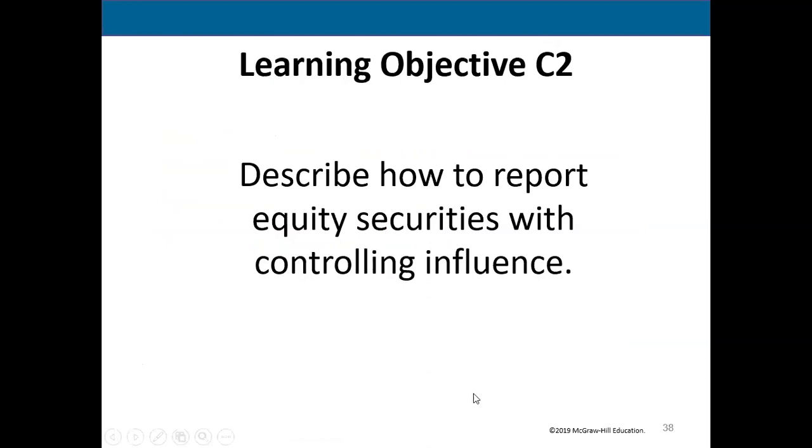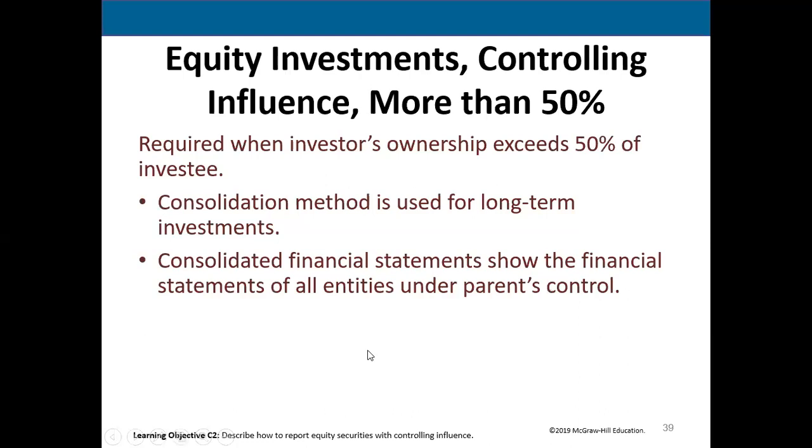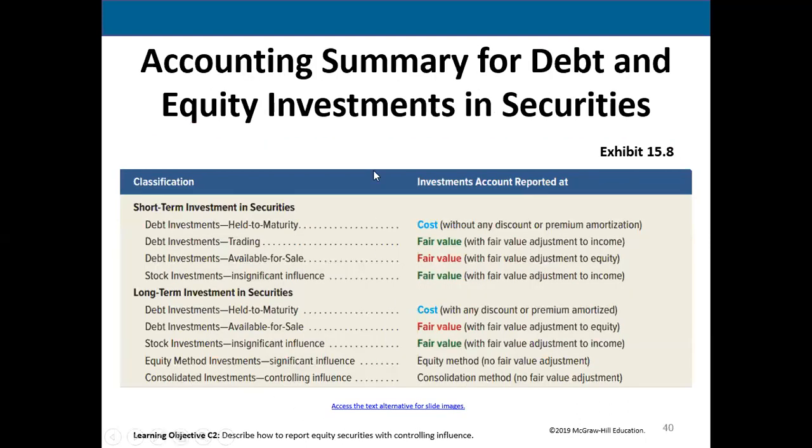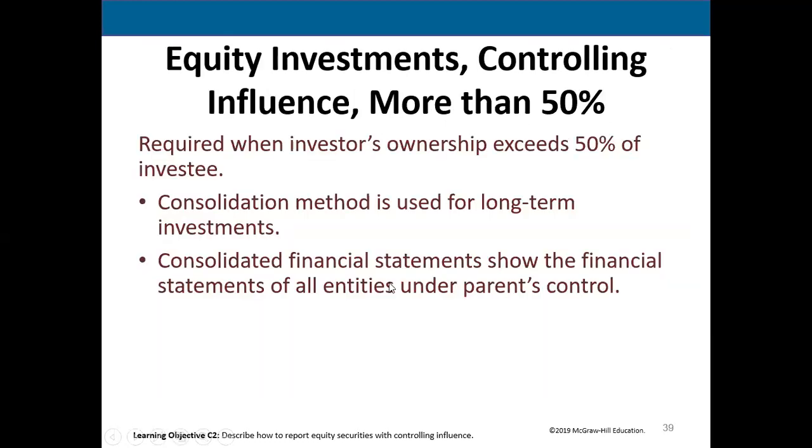So our last category is what happens when the company owns more than 50% of the stock of another company. Now they're in control. They have the majority of votes. So the consolidation method is used when the investor's ownership exceeds 50%. Consolidation method is always a long-term investment, and it shows the financial statements of all entities under the parent's control. Now, before we go to that, what do we mean, the parent's control?